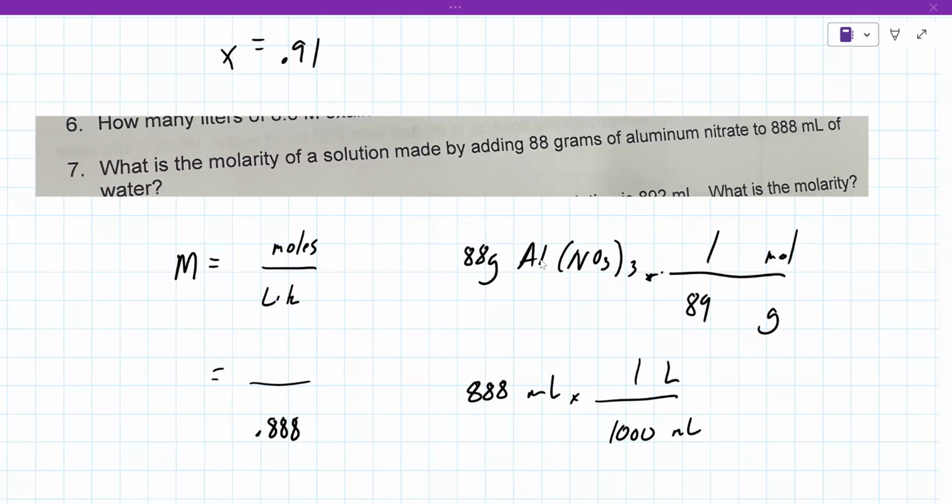I got a different molar mass for aluminum nitrate. There's three NO3s. Yeah, I still get 89. So aluminum is 27, but then there are three N's, so 14 each, and then there's 9 O's. Oh, I see.